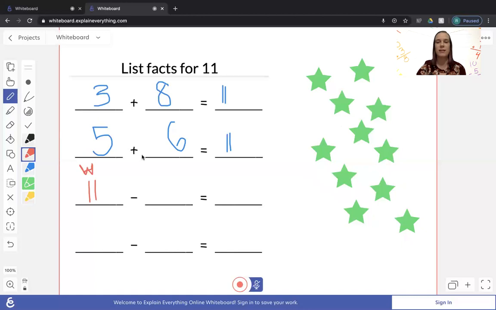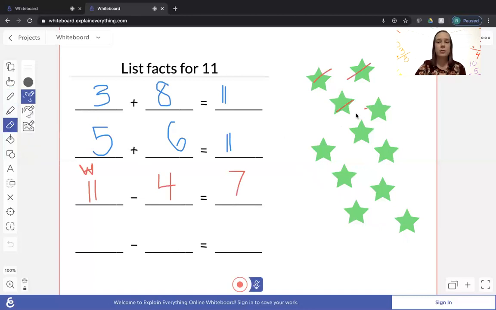I'm starting with 11. And a number we haven't looked at yet would be 4. So I'm going to try taking away 4 and see what happens. So I have 11 and I marked out 4. And let's count up how many are left. 1, 2, 3, 4, 5, 6, 7 are left. So 11 minus 4 equals 7.